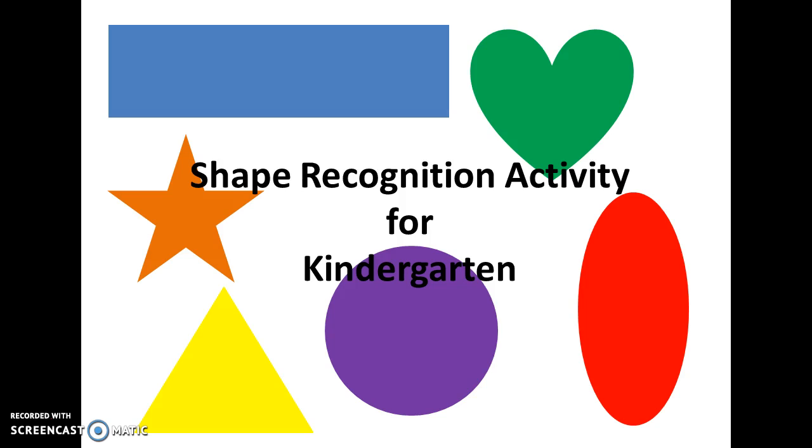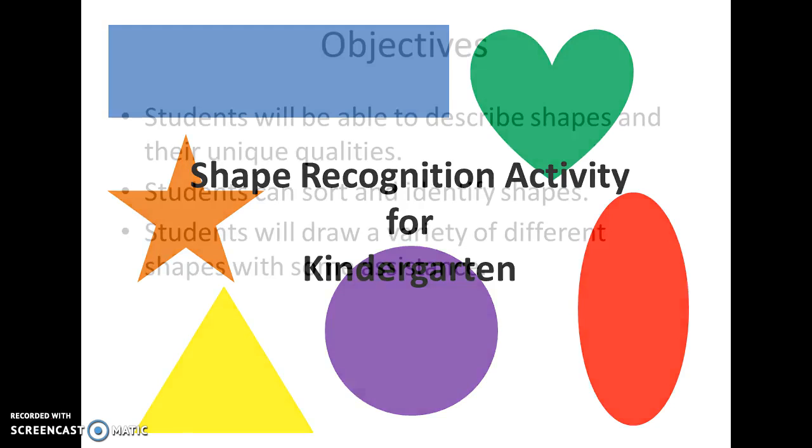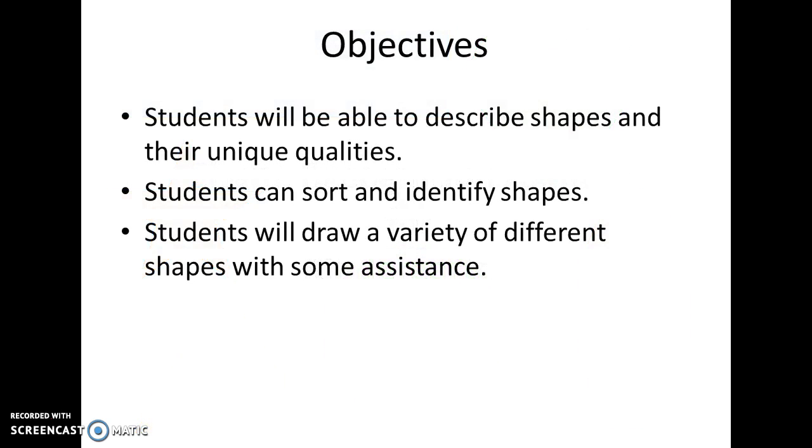For my assignment, I have chosen to do an activity for shape recognition for kindergarten. For my activity, students will be able to describe shapes and their unique qualities. Students can sort and identify shapes. Students will draw a variety of different shapes with some assistance.